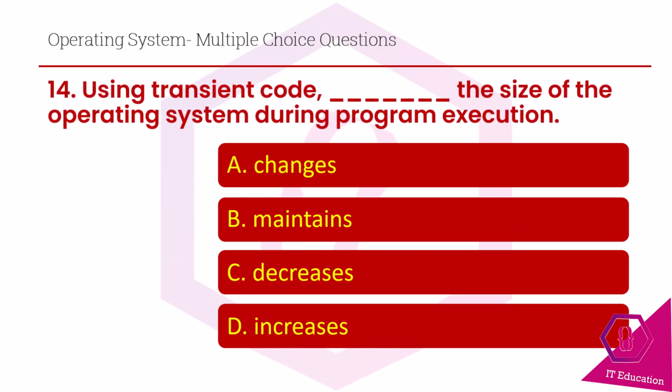The next question is using transient code, the size of the operating system during program execution. So we are using the transient code. That means option A changes, option B maintains, option C decreases, option D increases. There may be increasing or decreasing in the size. That means the option A, changes.